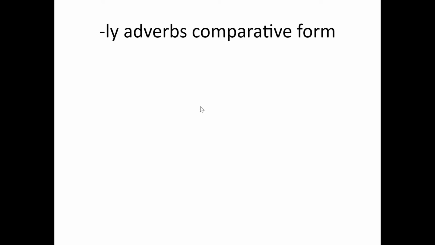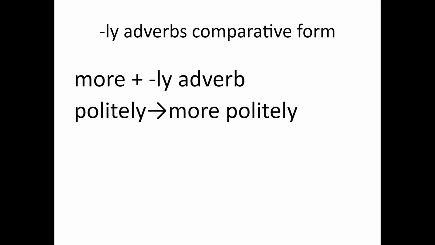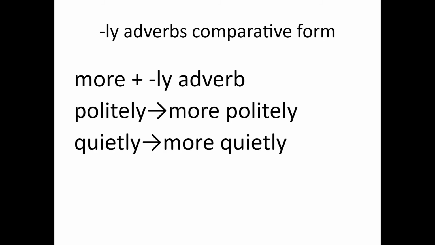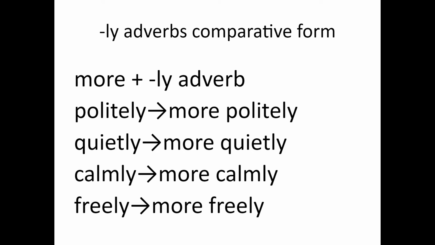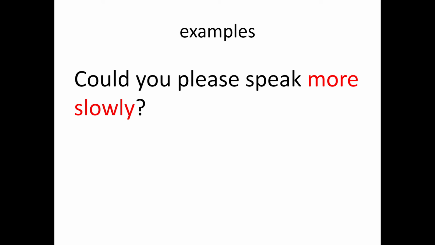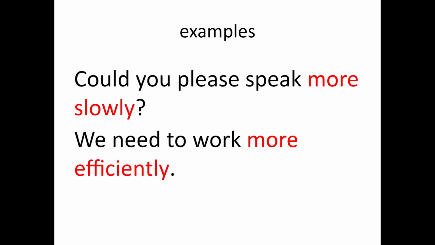Okay, now the comparative forms. If it's an ly adverb, the comparative form is formed by adding more to the ly adverb. So politely would become more politely. Quietly is more quietly. Calmly is more calmly. Freely is more freely, etc. Here are some examples. Could you please speak more slowly? We need to work more efficiently.